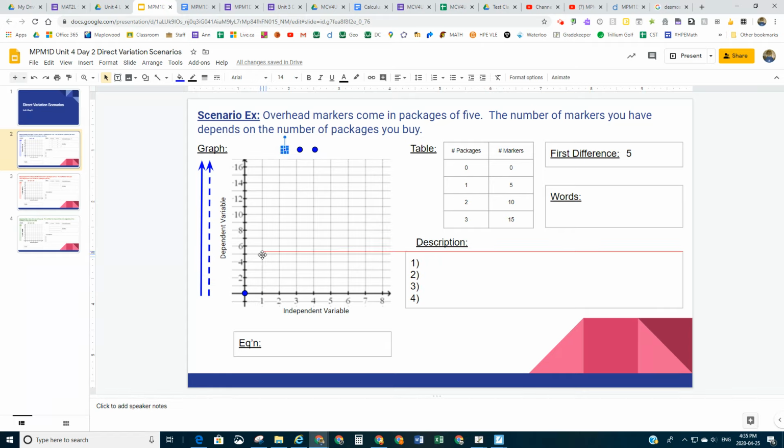Once we graph it, I want you to decide which of these arrows or lines you're going to use to describe this. And then this is where you're going to have to decide: is this a continuous relationship or a discrete relationship? Continuous means we could consider in between these points, so between 0 and 1 and between 1 and 2. Is it possible in this scenario to have half a package? Well, I don't think so. You can't buy 1.5 packages. You're not going to end up with 7 markers. You're either going to have 5 markers or 10 markers.